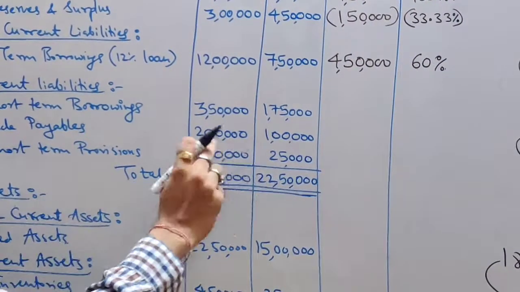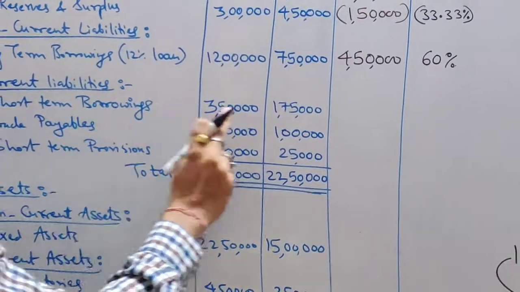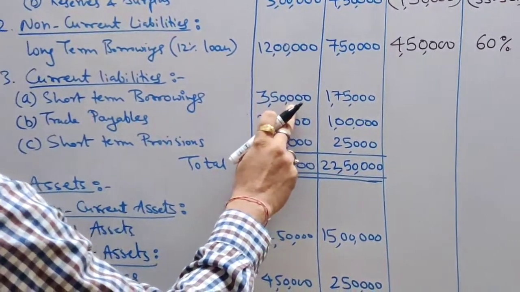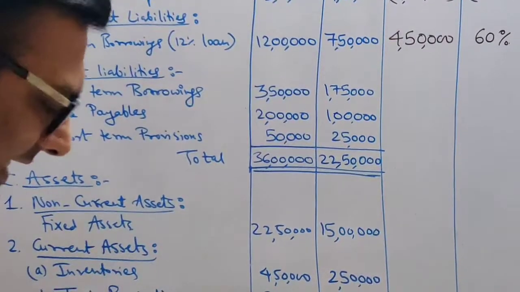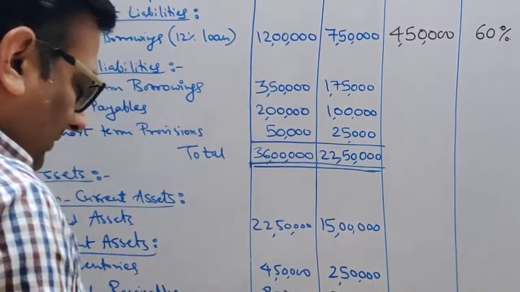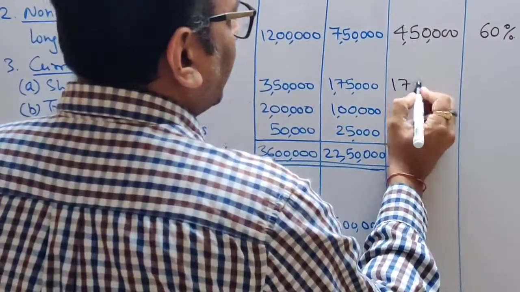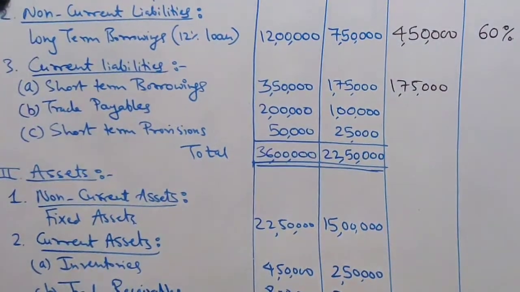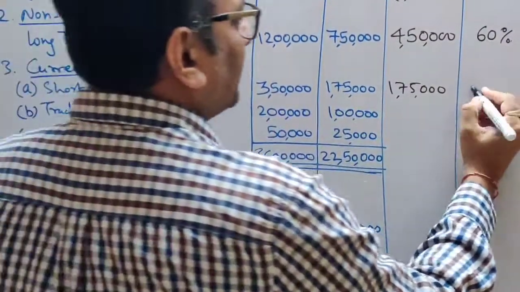So likewise it's very easy. Last year you were having short-term borrowing of 175,000. This year it is 350,000. So again it got increased. Let's see by what amount: 350 minus 175. It got increased by 175,000. Let's find the percentage. Very easy, 100%.